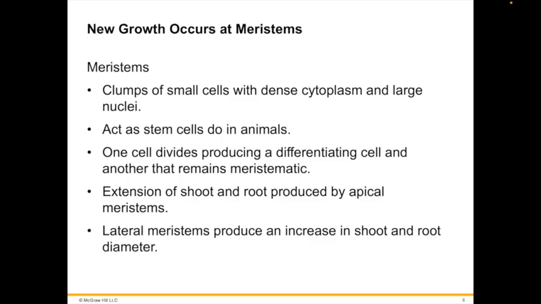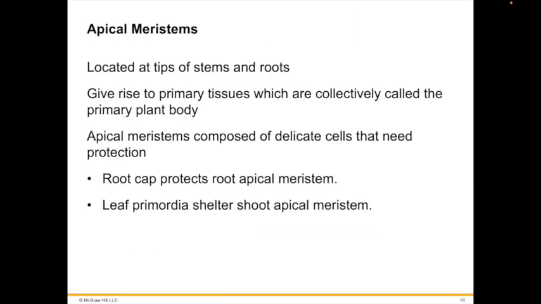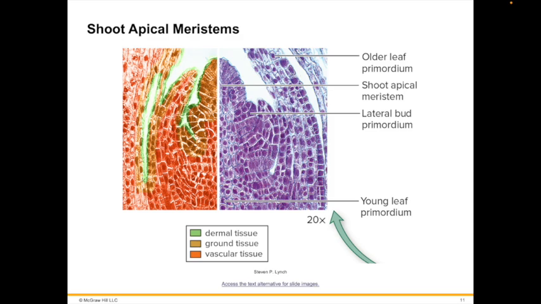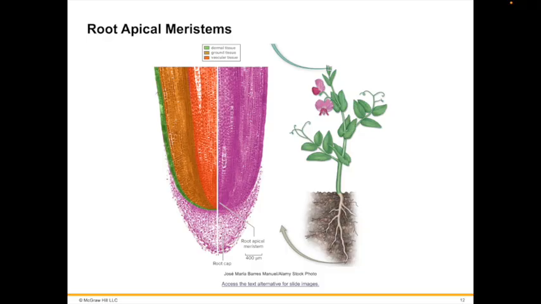In plants, the extension of both root and shoot is due to repeated cell divisions and subsequent elongation of cells produced by the apical meristems. In woody plants, lateral meristems produce an increase in the diameter of roots and shoots. Apical meristems are located at the tips of roots and shoots, shown to you here, and shown to you there.